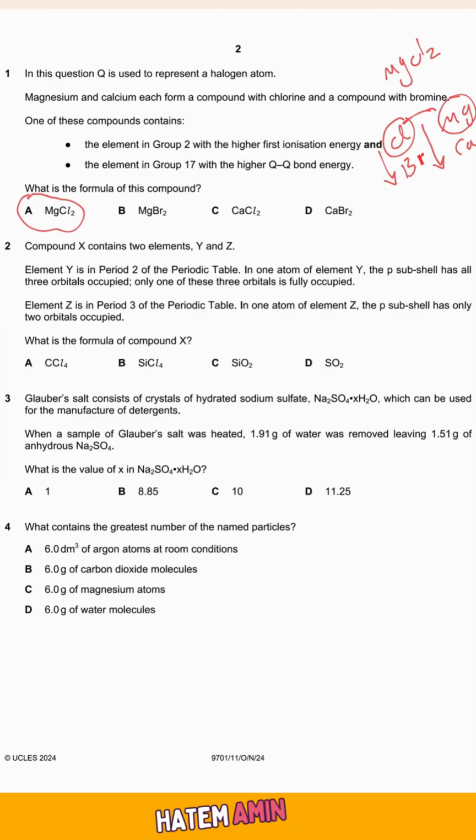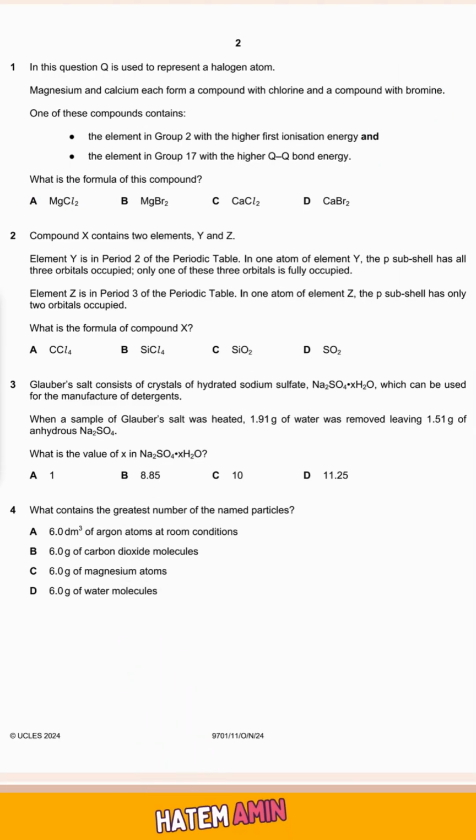Of two elements, X and Y. Element Y is in period 2 of the periodic table. So which element here is in period 2? Carbon, oxygen, in period 2. So it's one of the three. But he said in one atom of element Y, the p subshell has only one orbital fully occupied. It means the p orbital shell has 4 electrons. So 2s2 has 2, and 2p has 4.